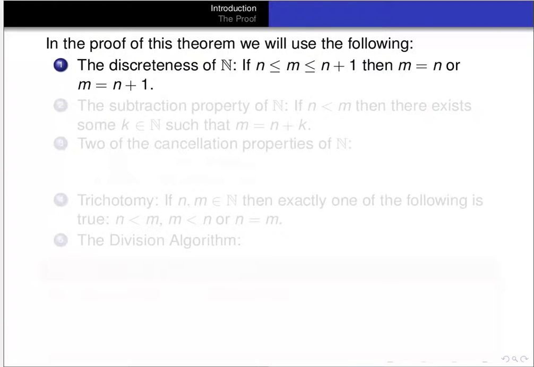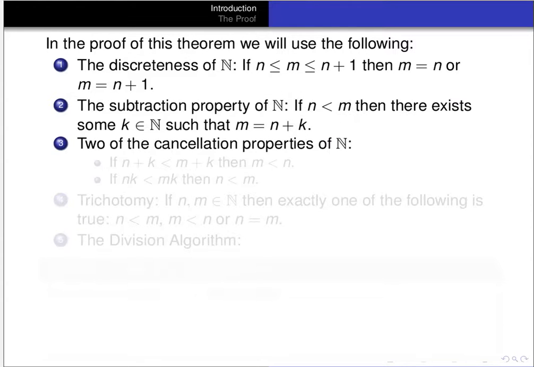So in the proof of this theorem, we're going to use the following facts about the natural numbers. We'll use the discreteness of the natural numbers, which states that if m and n are natural numbers and m is between n and n plus 1, then actually m has to equal n, or m has to equal n plus 1. There can't be anything between a natural number and its successor. We'll use the subtraction property of the natural numbers. So if n is less than m, then there's a natural number k so that m is equal to n plus k. You might call k the difference between m and n.